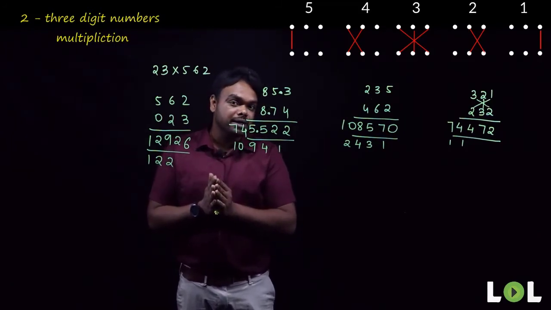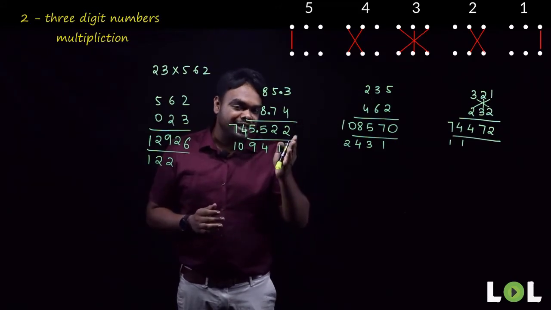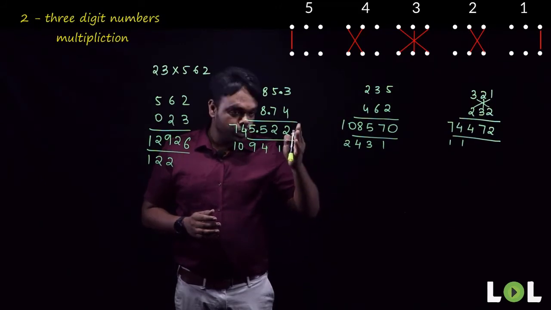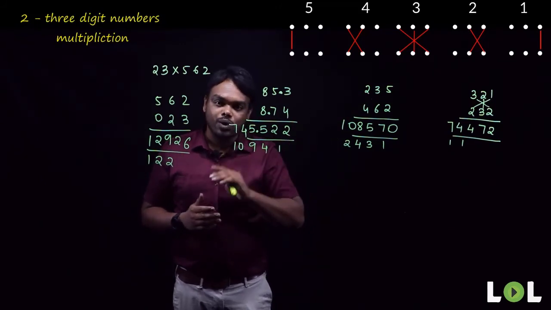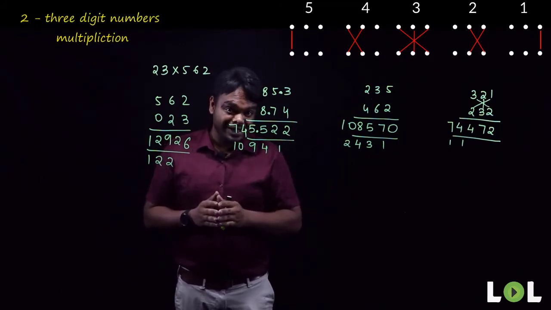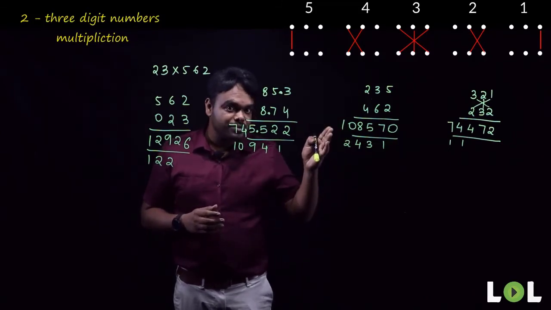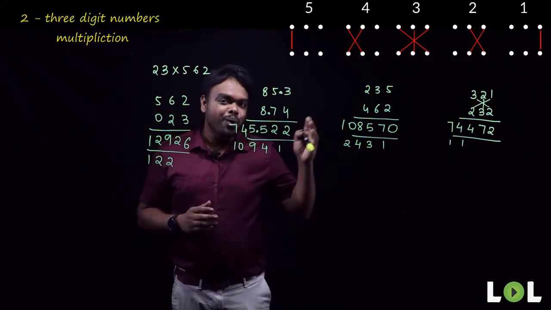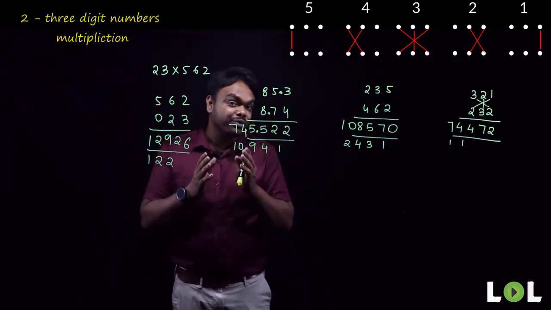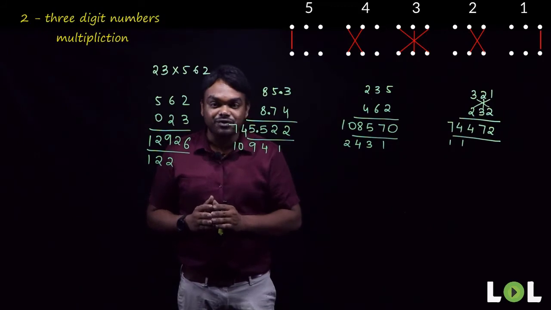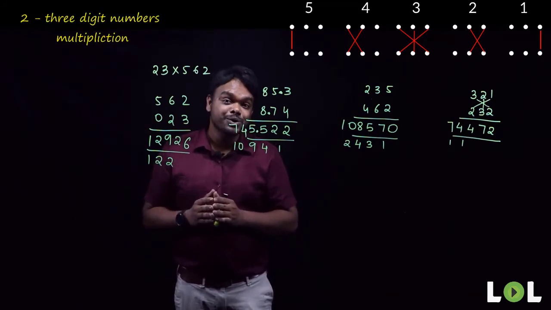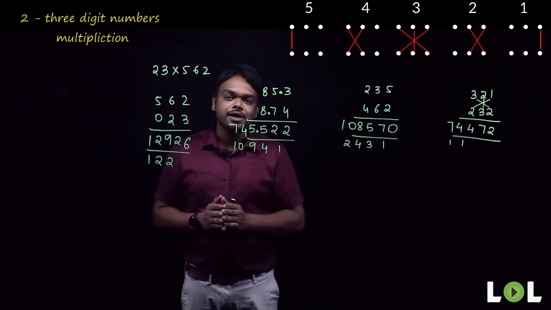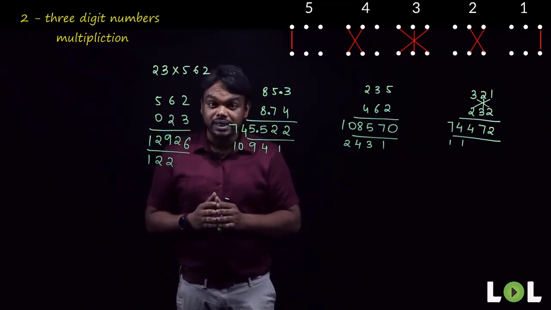In the 2-digit multiplication, we had first column, second column, third column. That is 1, 2, 1. 1 column, 2 columns, 1 column. In 3-digit multiplication, we have 1 column, 2 columns, 3 columns, again 2 columns, 1 column. 1, 2, 3, 2, 1. Now think about what will be the pattern for 4-digit numbers. 1, 2, 3, 4, 3, 2, 1. It will be a 7-step answer. Now you consider it as an assessment and try it out.